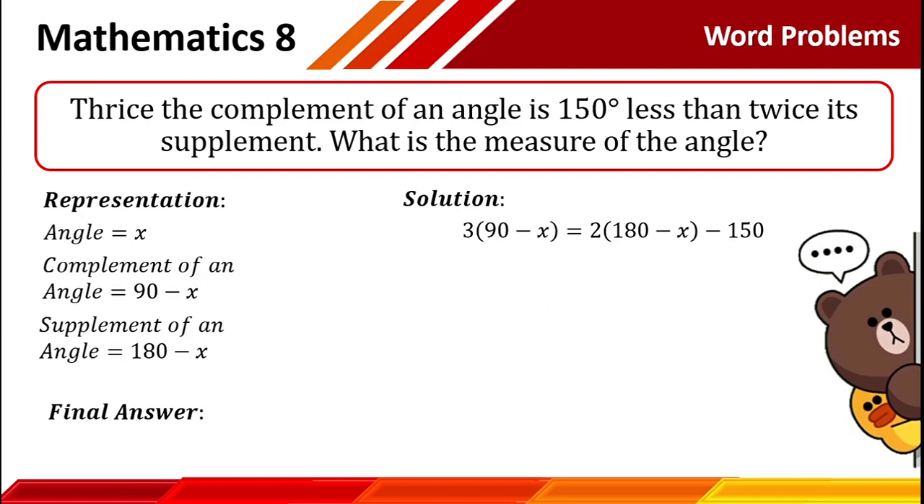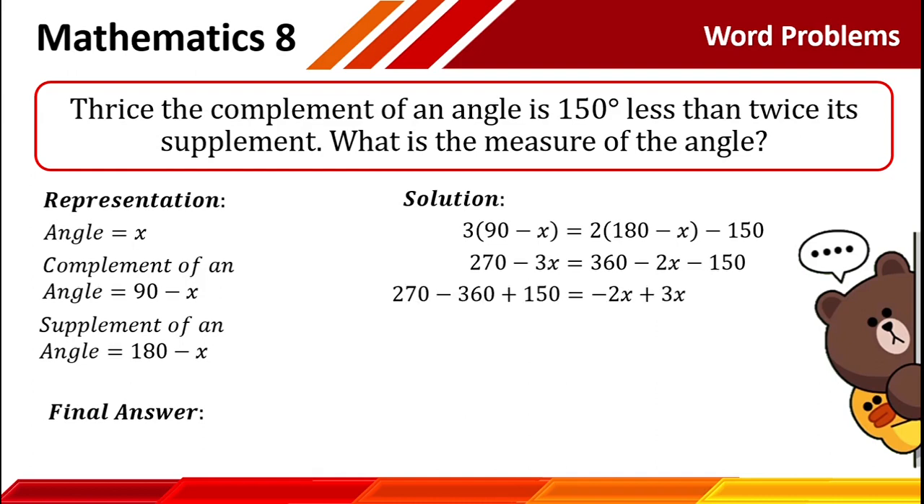So let's simplify our problem. We will have 270 minus 3x equals 360 minus 2x minus 150. Combine like terms, so we will have 270 minus 360 plus 150 is equal to negative 2x plus 3x. When you simplify it further, you will have x is equal to 60. Therefore, the measure of the missing angle is 60 degrees.